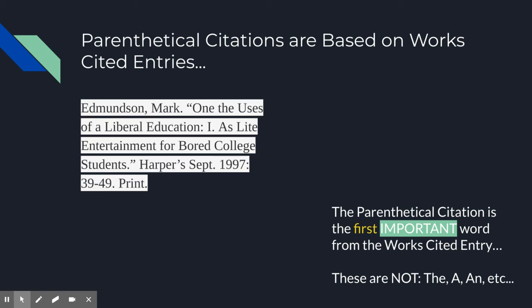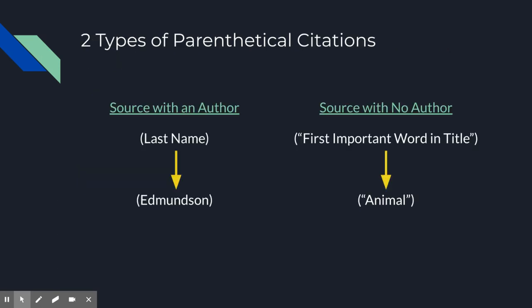Let's do another example. Here's this. We are again looking for the first important word. In this case, it is the author's last name. So the parenthetical citation turns into this. So in those two examples, you saw two different types of parenthetical citations. One had quotes around the word and one did not. Here is how you know what is what.